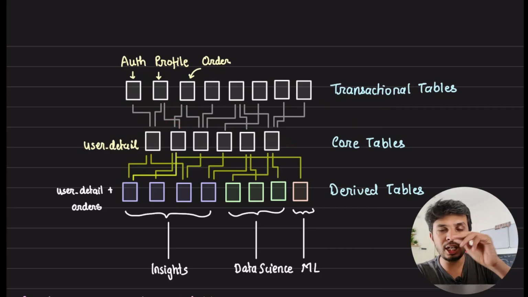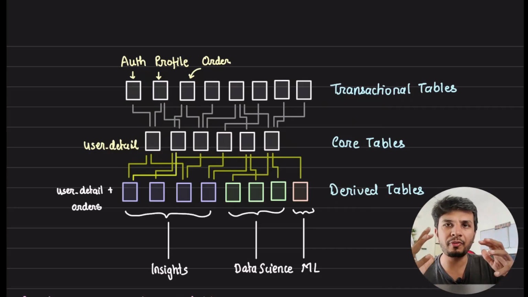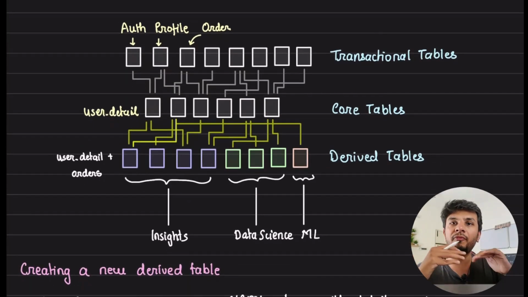Now these core tables could be joined or straight away copy-pasted from your transactional tables. From these core tables, this becomes the input to derived tables. For derived tables, you can take any number of tables or queries that you are firing to join multiple tables from your core tables, and you create derived tables out of it, right? Now, each team is free to create derived tables the way they want.